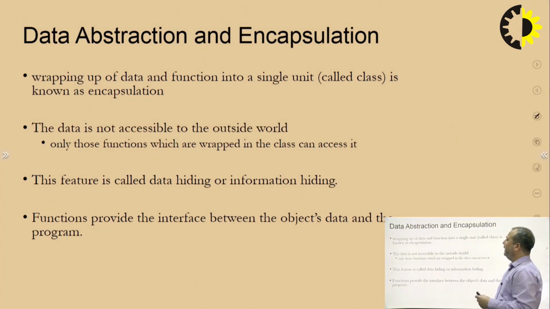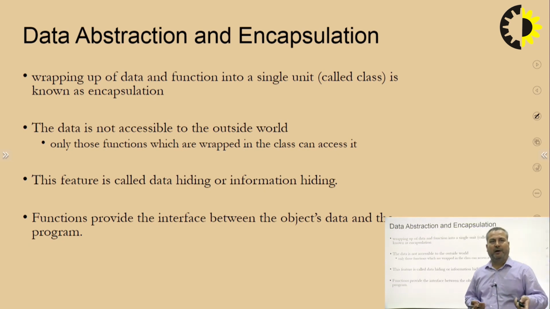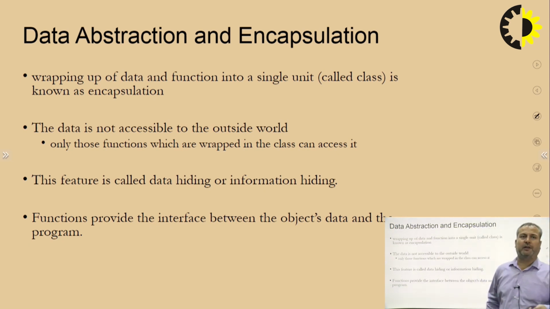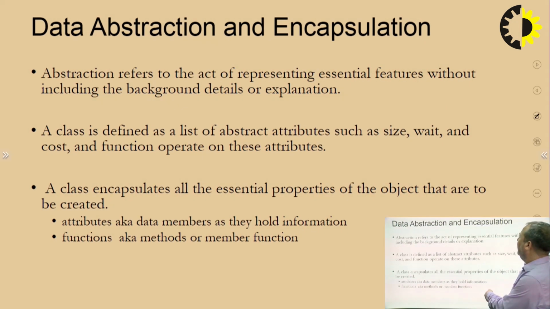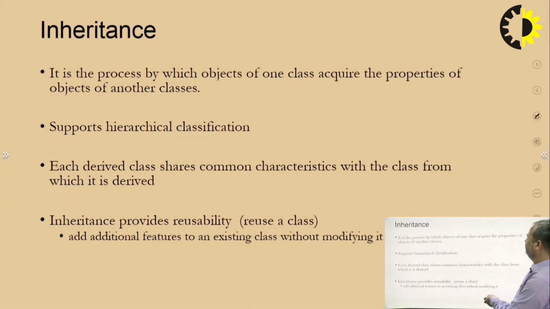Data abstraction and encapsulation: wrapping up data and functions into a single unit is called encapsulation. By that, data is hidden and secure. So these are some of the features. Data are basically encapsulated, wrapped into an entity that is called a class. Okay, so you can see.